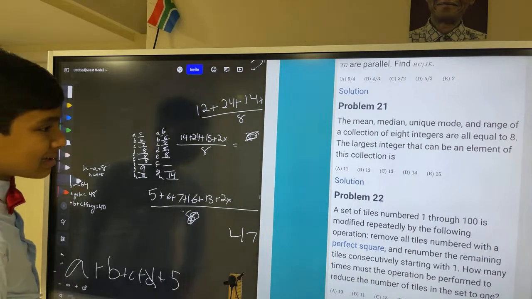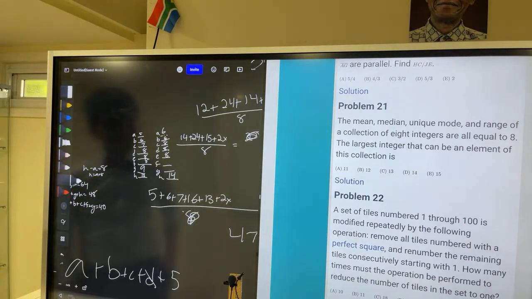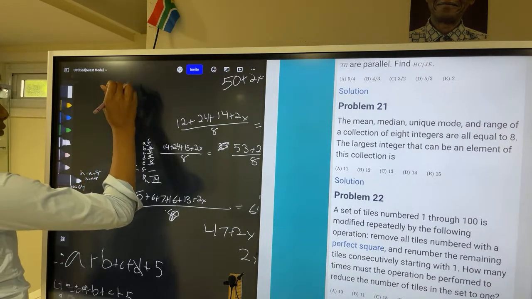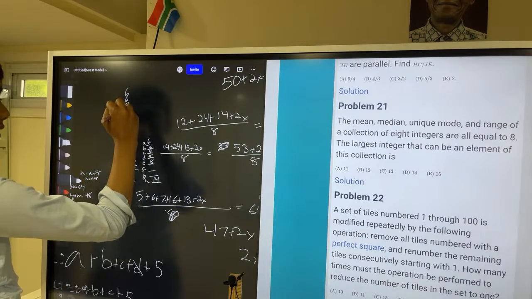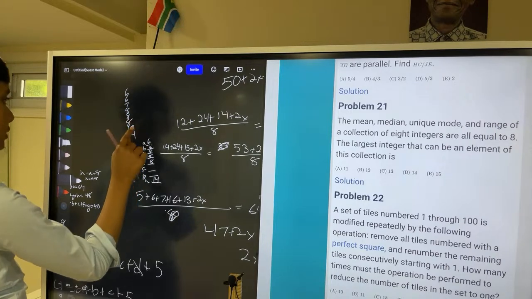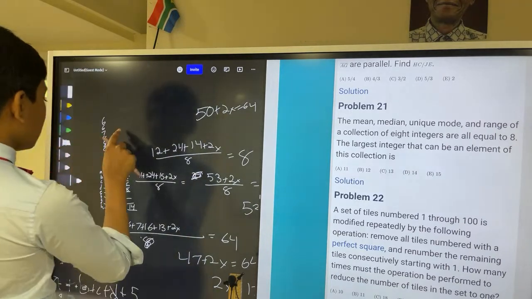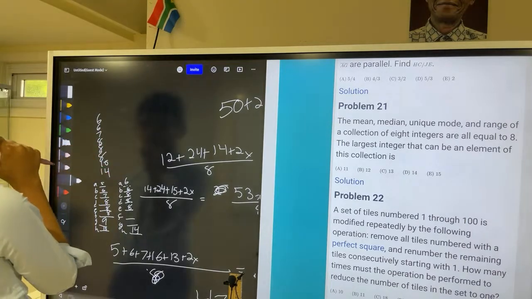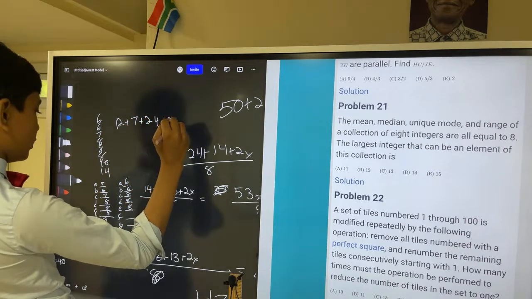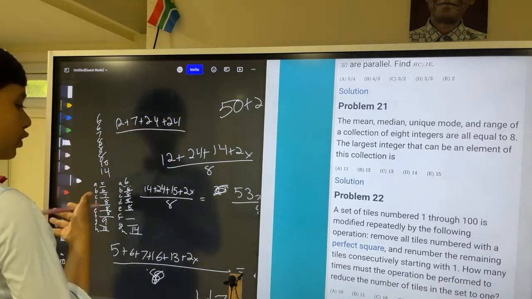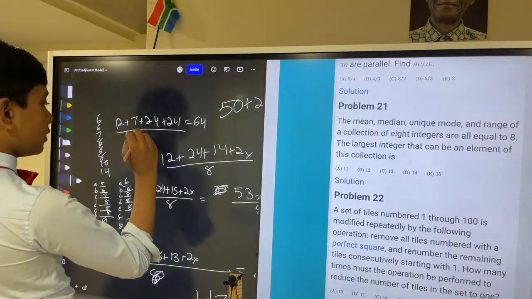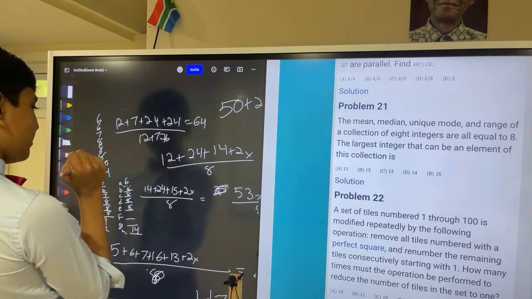has to be 13. Is there a way to make it 14? Let's try it. 6, 6, 7, 8, 8, 8, 10, 14. Does this work? Let's try. So 12 plus 7 plus 24 plus 24 again over, no, it's equal to 64. Okay, so 12 plus 7 is 16, and it just doesn't work.